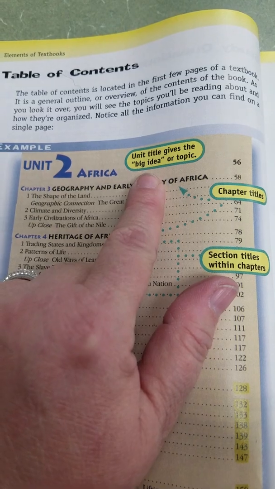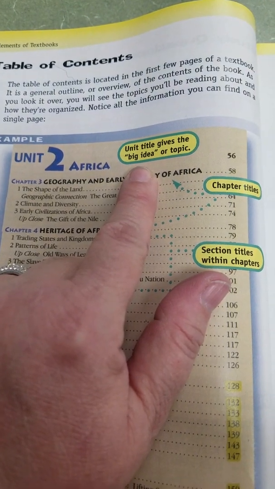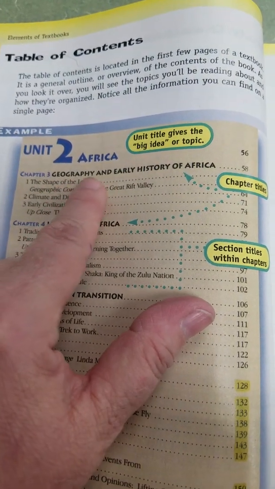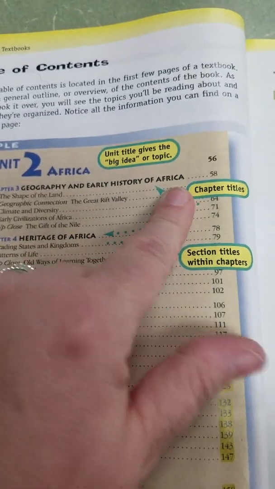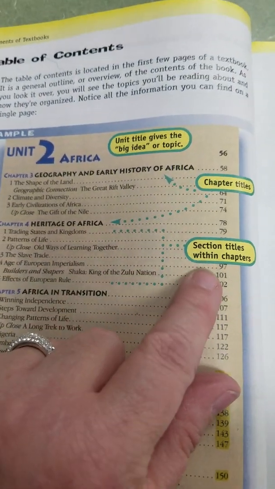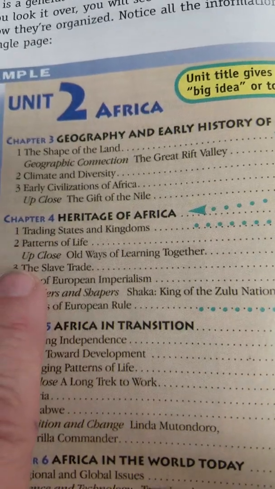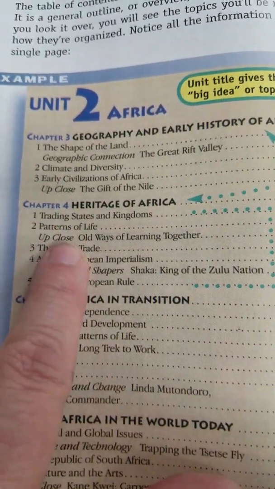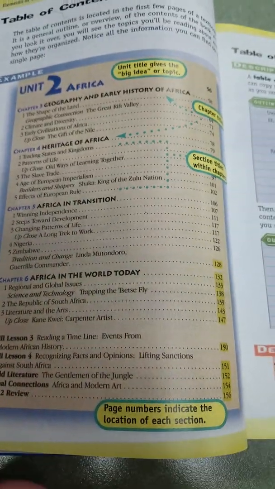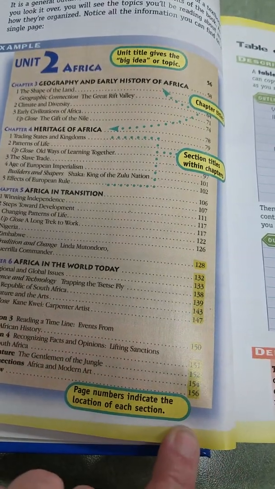So you get the unit title, and that gives you the big idea or the topic. Like here, geography, early history of Africa, the chapter titles. You get the section titles, so trading states and patterns of life. So when you're looking at this, you can also get the page numbers here of where you want to go, right?